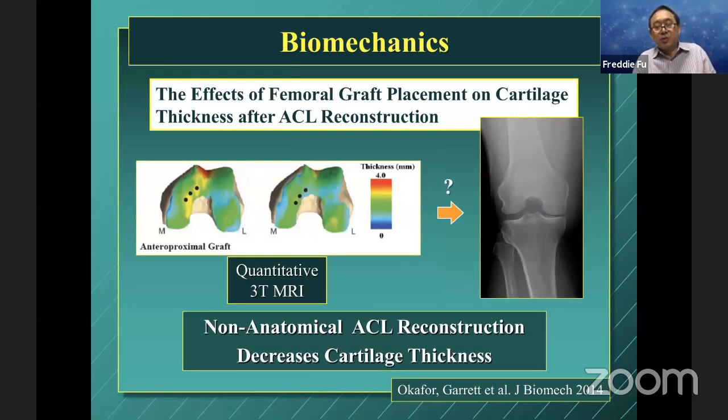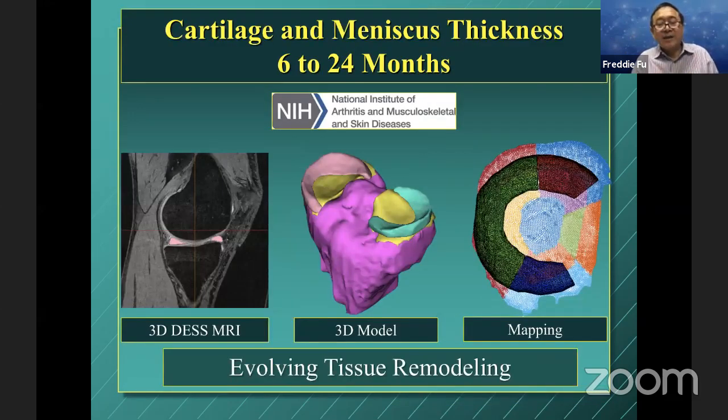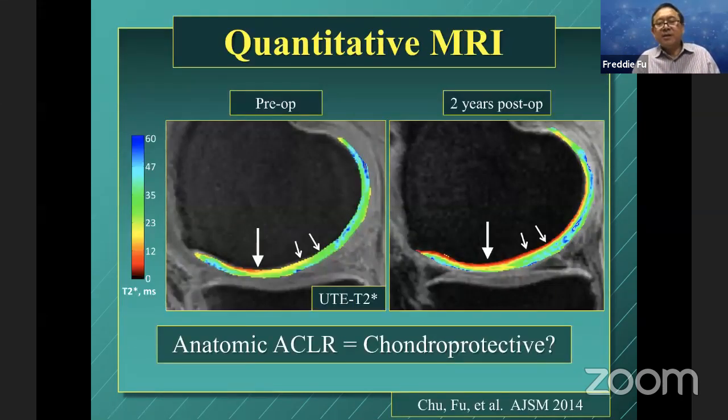This study in Duke showed that if you do the ACL non-anatomically, at 1 year the femoral and tibial cartilage show more thinning already compared to the anatomical one. And again, we can look inside the ACL now, beside the ACL, the meniscus, the cartilage with a machine. And this is another study where we showed that if you do anatomical, it's almost chondroprotective. The cartilage at 2 years remains the same or even thicker in about 10% of the cases.